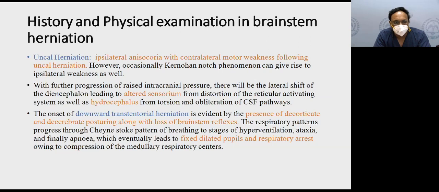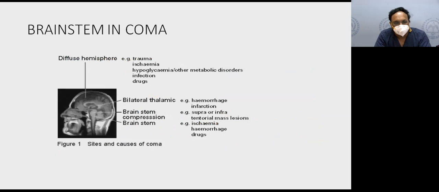Coming to downward transtentorial herniation. How do we know the patient is deteriorating? First the patient will have decorticate and then progress to decerebrate posturing along with loss of brainstem reflexes, and the patient may develop a Cheyne-Stokes pattern of breathing, and finally fixed dilated pupils and respiratory arrest due to compression of the medullary respiratory centers.